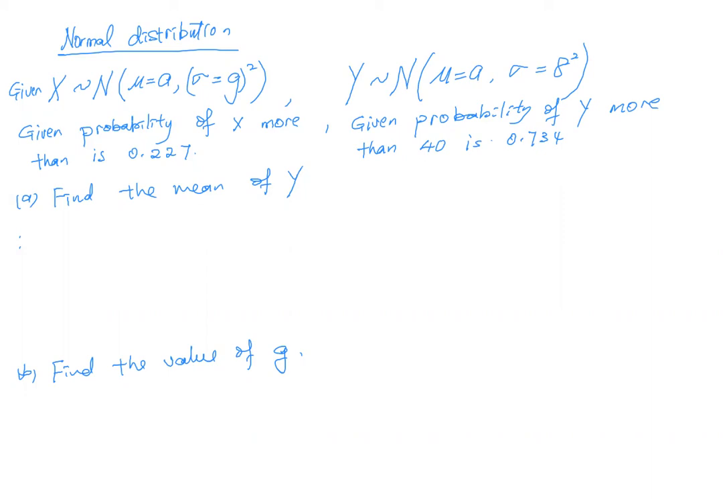Wait, Miss, for the X, you said given probability of X more than what is 0.227? More than 48. Okay. Sorry, I said it, but I didn't write it. More than 48. Yeah.